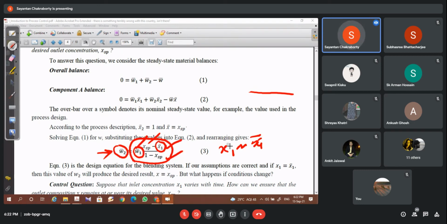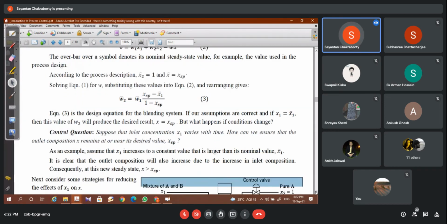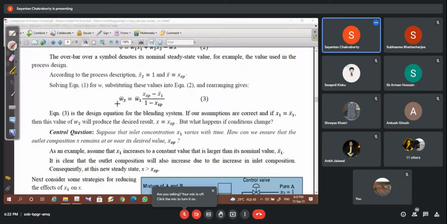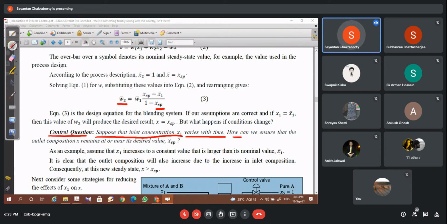The control problem is that, I'll just put the control problem over here. So this is the equilibrium value of W2 that is required to produce an outlet stream with concentration XSP. Now the control question is, suppose the inlet concentration x1 varies with time. Then how can we ensure that the outlet composition X will remain at or near its desired value?